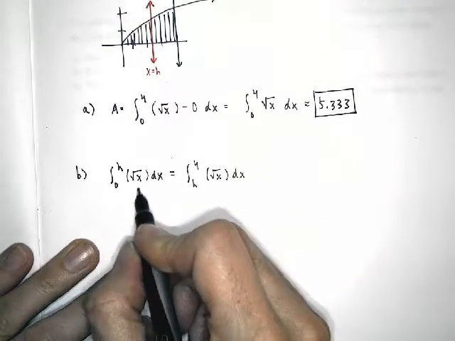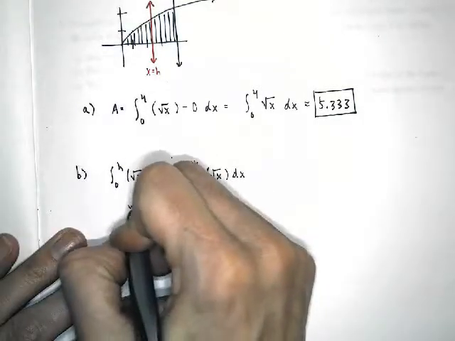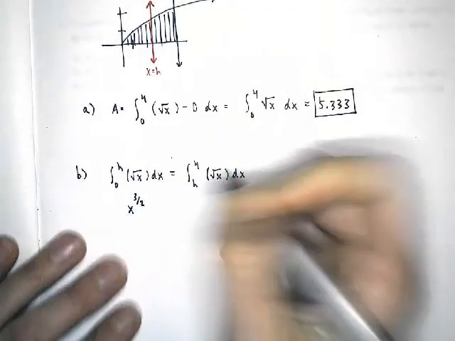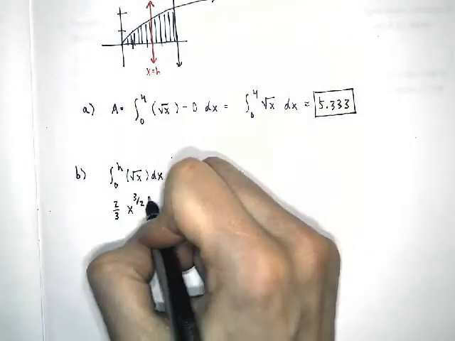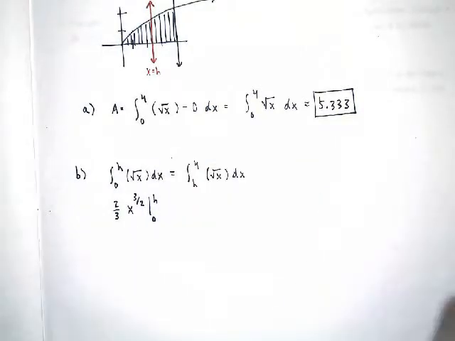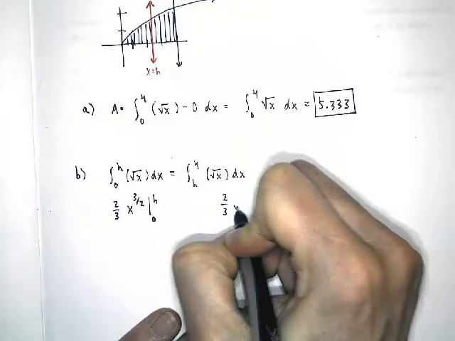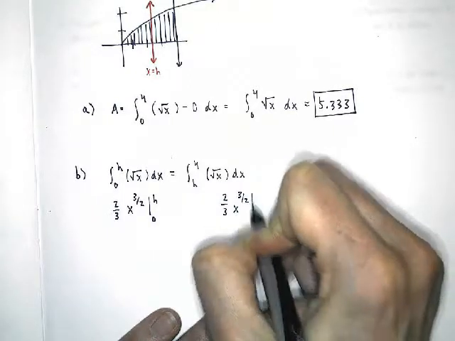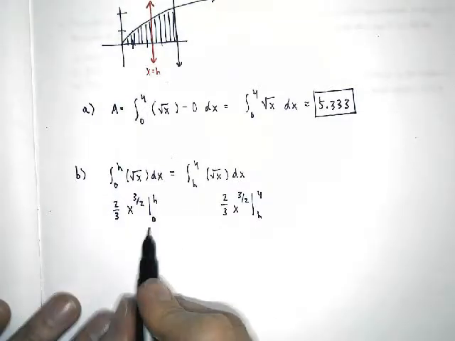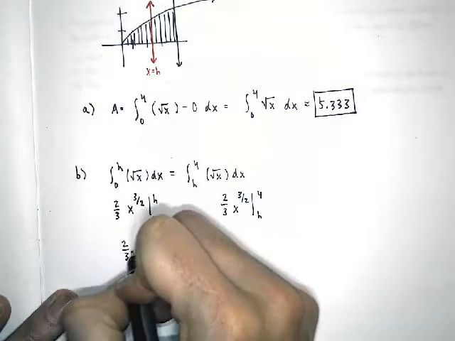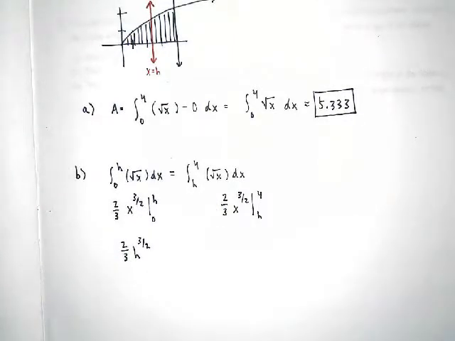So now this is x to the 1/2. So if I anti-differentiate that, I'm going to have, if I add 1, I get x to the 3/2, and I need to multiply by 2/3. So from 0 to h. And I know that has to equal, my antiderivative is going to be the same, 2/3 x to the 3/2 from h to 4. So this one is going to be just 2/3 h to the 3/2.